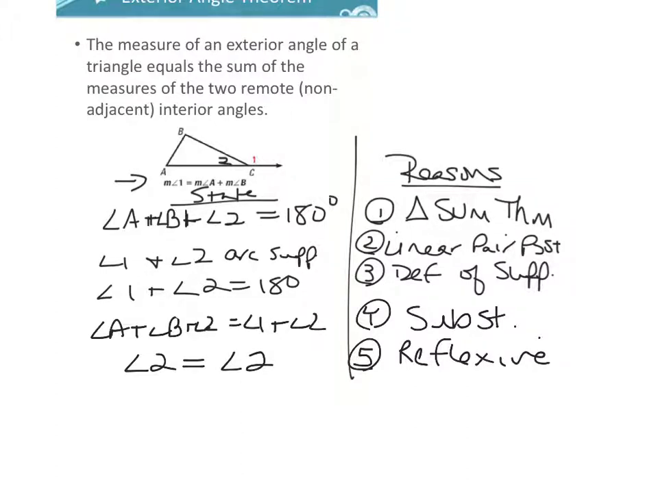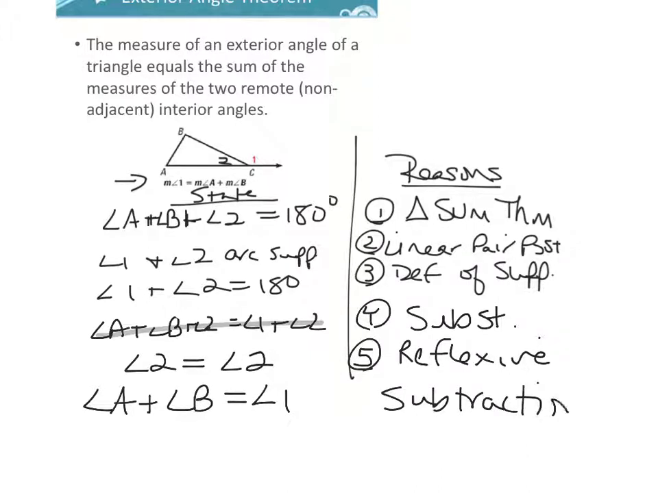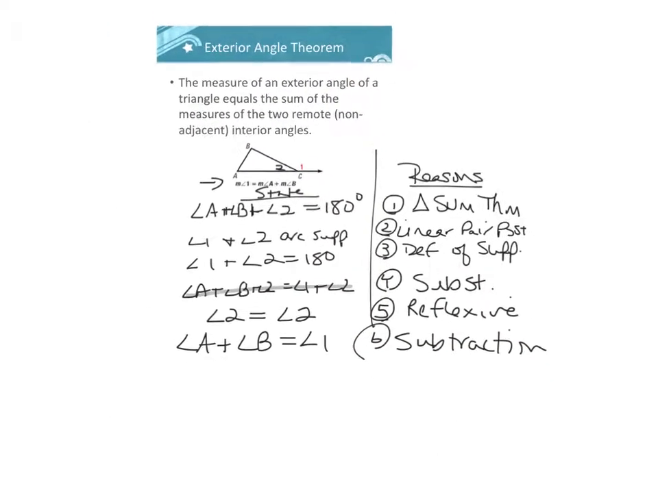Now that I've established that 2 are the same thing, what do you think I'm going to do to get to what I'm trying to prove? What am I going to do to this? Subtraction property. I'm going to subtract the angle 2 from both sides. So angle A plus angle B is equal to angle 1, and that's subtraction because I subtracted the angle 2 from both sides. So now that we've proven this theorem, if they ever ask you to prove that A plus B equals angle 1, you can say by the exterior angle theorem.